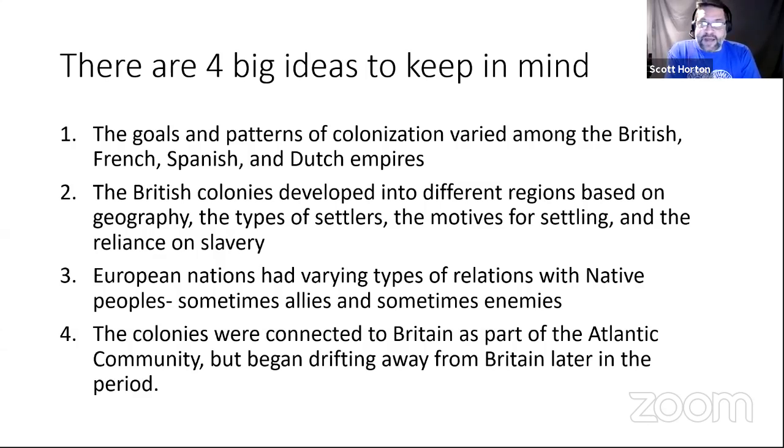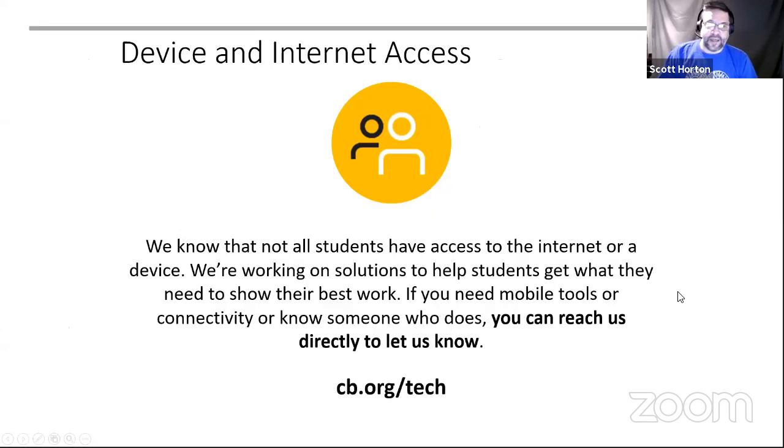So number 1, goals and patterns of colonization vary between the different empires. Remember, we made the argument about why the British Empire is most unique. Number 2, the British colonies developed into different regions, and we talked about some of the ways that those regions were different: the Chesapeake region, the Deep South region, the New England region, and of course the Middle Colonies region. European nations had varying types of relations with Native Americans, sometimes allies, sometimes enemies. And again, I'm going to hit a little more of that tomorrow with the French and Indian War. And then the colonies were connected to Britain as a part of the Atlantic community, but began drifting away from them. And that's really the basis of our story tomorrow, kind of setting up where we're heading with things.